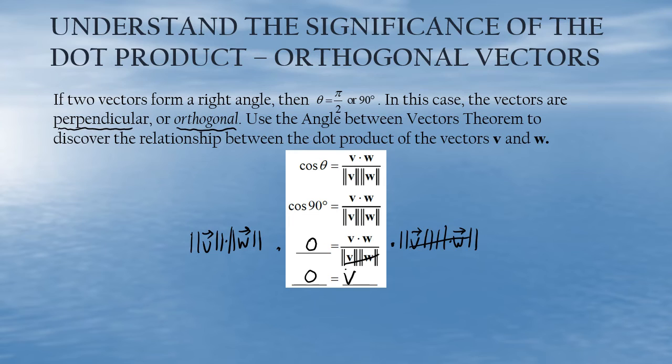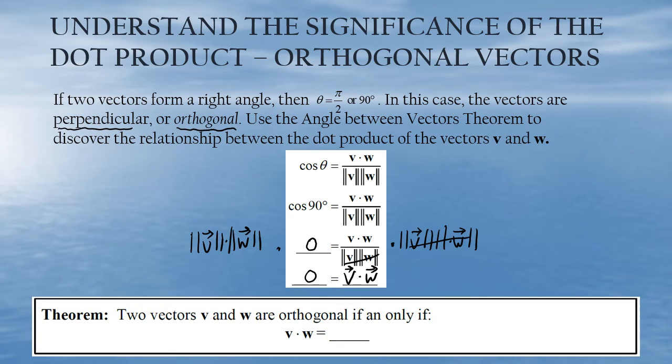and so I find out a really nice definition that says two vectors are going to be perpendicular or orthogonal if their dot product is equal to 0. So to summarize that, two vectors V and W are orthogonal if and only if their dot product is 0.